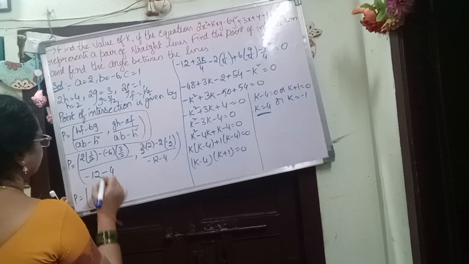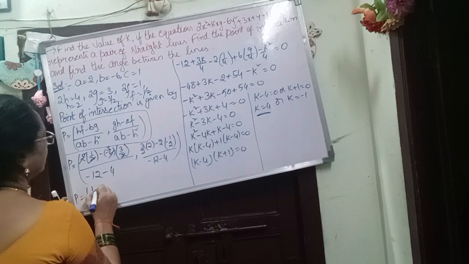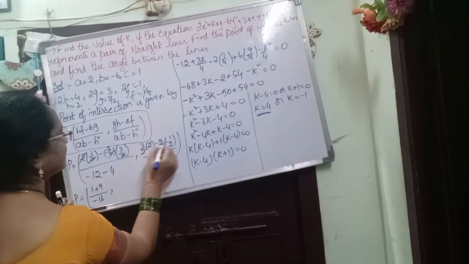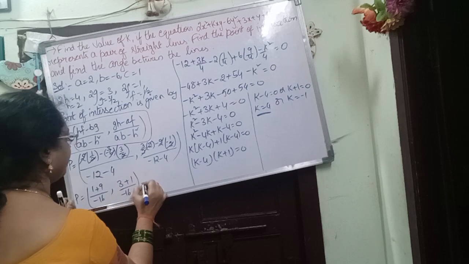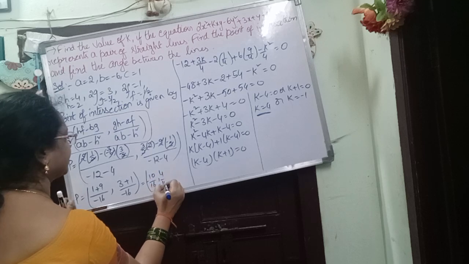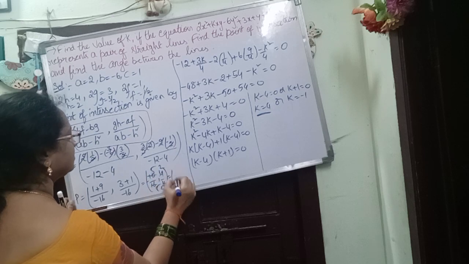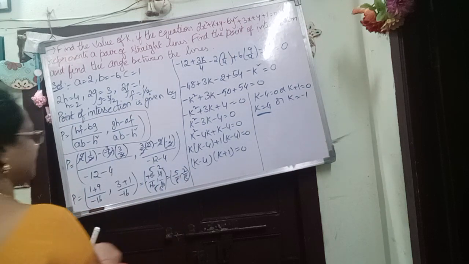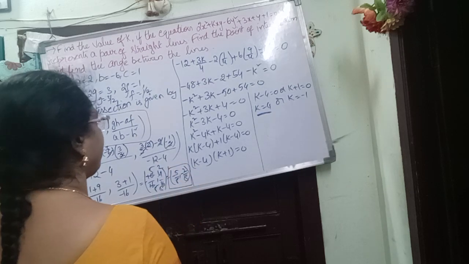P is equal to, 2 cancel, 2 in 6, 3 times. So 1 plus 9 by minus 16, comma, 3 plus 1 by minus 16, which is equal to 10 by minus 16, comma, 4 by minus 16. 2 5s are 10, 2 8s are 16, 2 2s are 4, 2 8s are 16, which is equal to minus 5 by 8, comma, minus 2 by 8. Okay, this is the point of intersection for the value of K equal to 4.